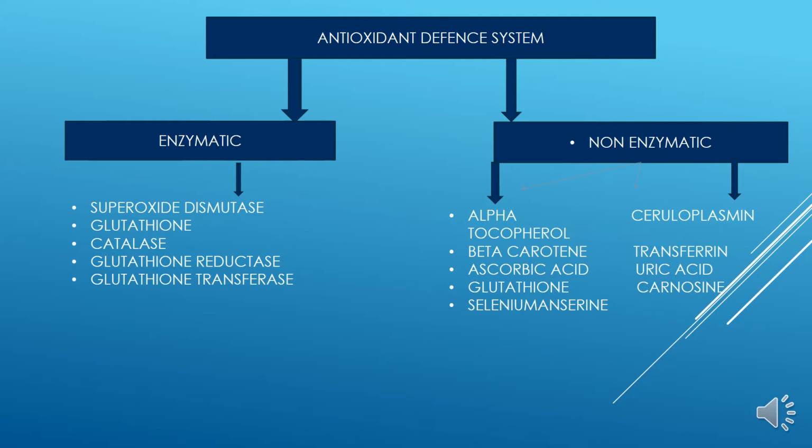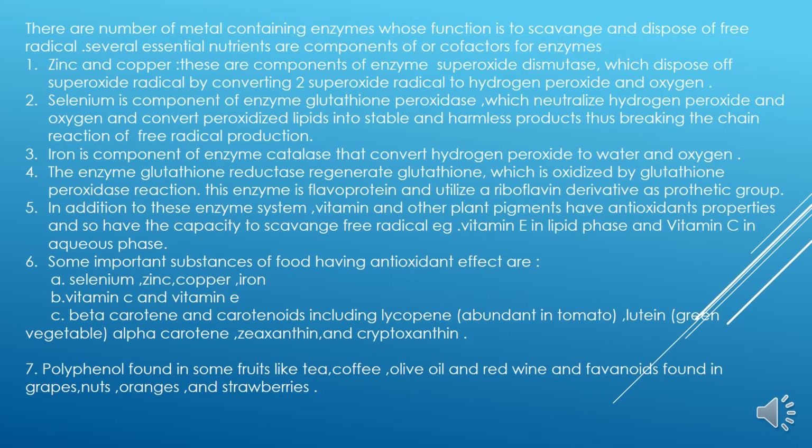Non-enzymatic antioxidants include alpha-tocopherol, beta-carotene, ascorbic acid, glutathione, and selenium and serine. And in non-enzymatic, there is another class: ceruloplasmin, transferrin, uric acid, carnosine. There are a number of metal-containing enzymes whose function is to scavenge and dispose of free radicals. Several essential nutrients are components of or cofactors for enzymes.